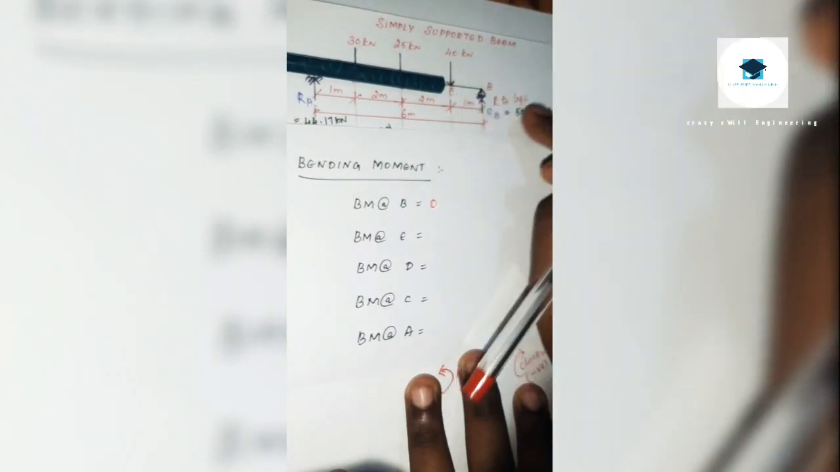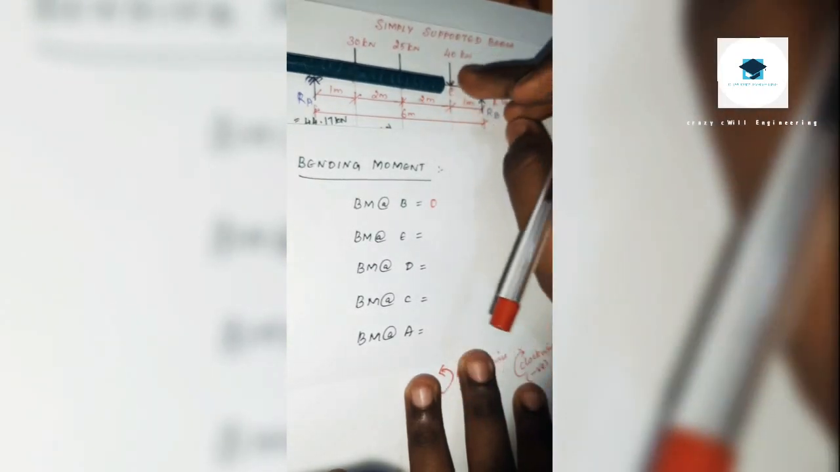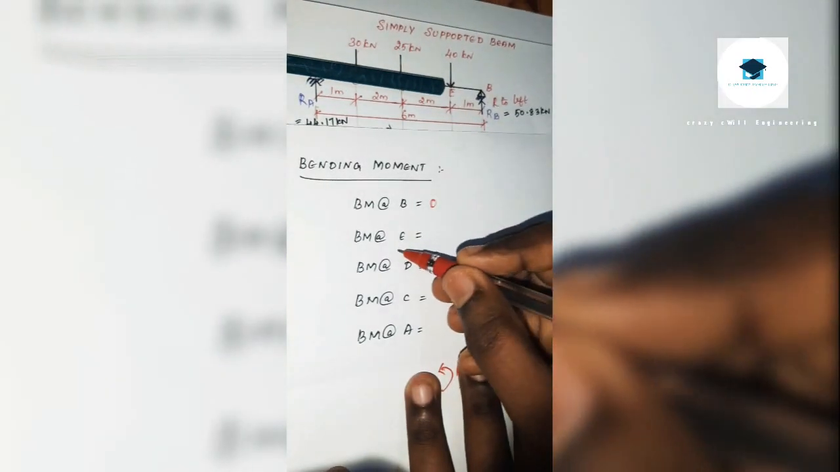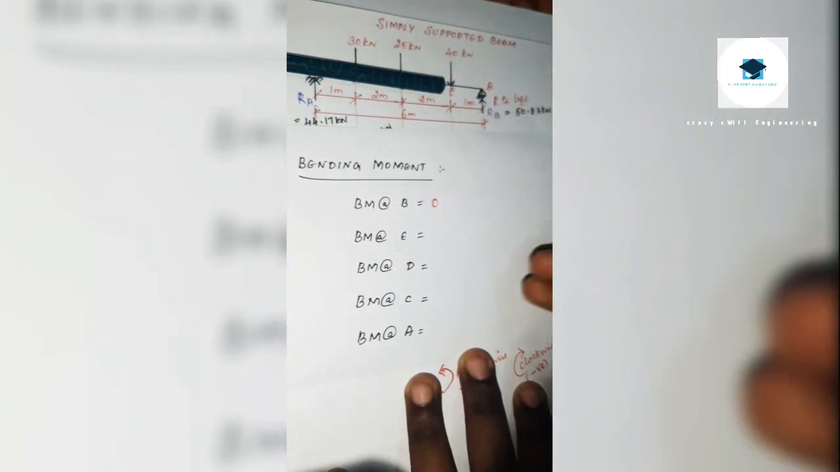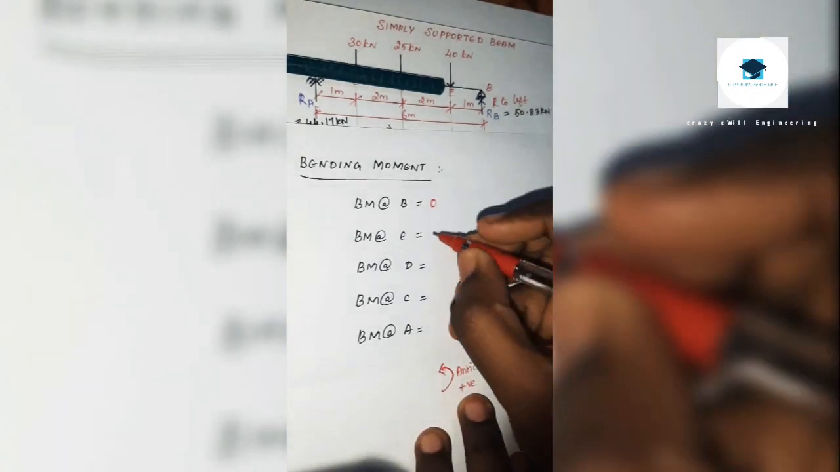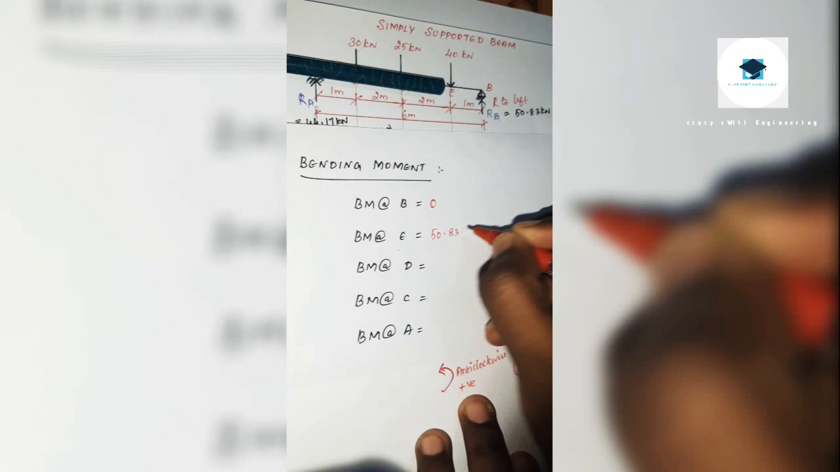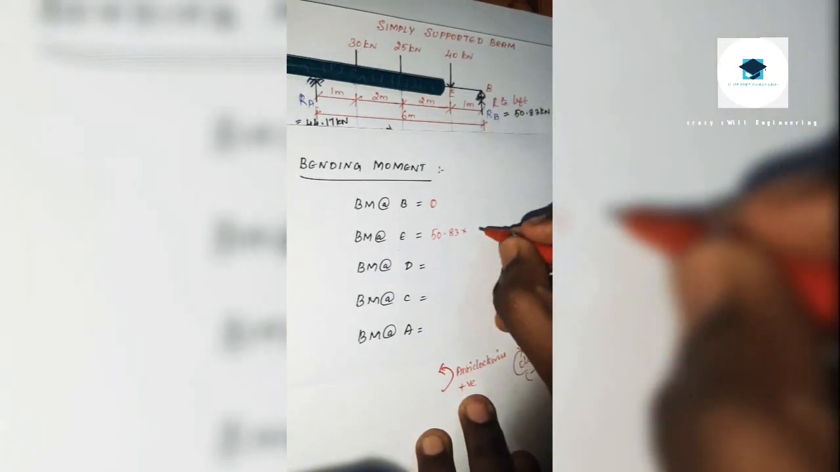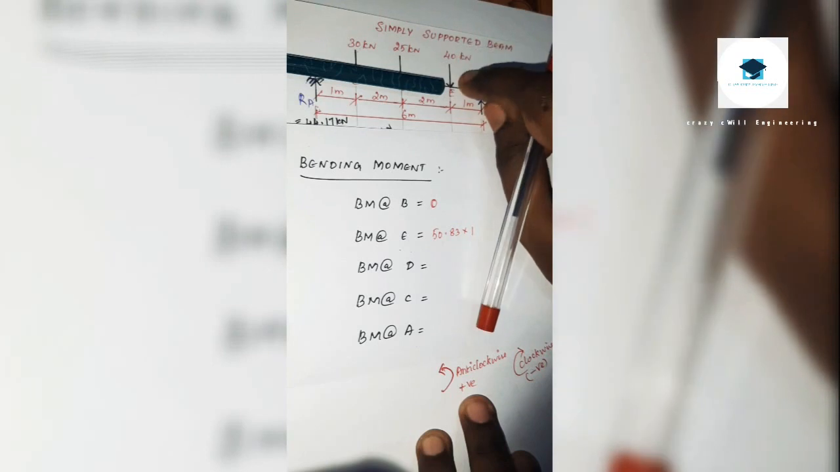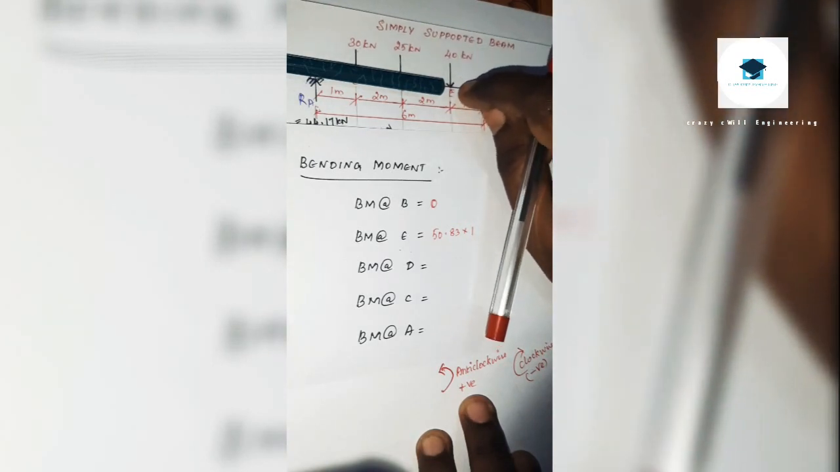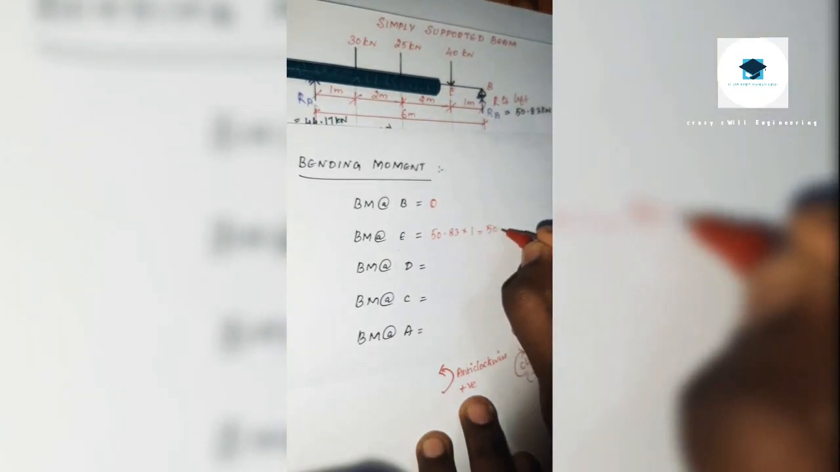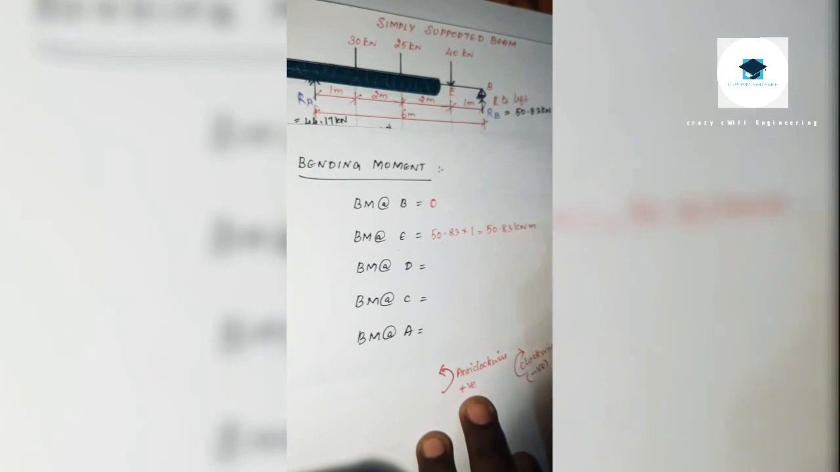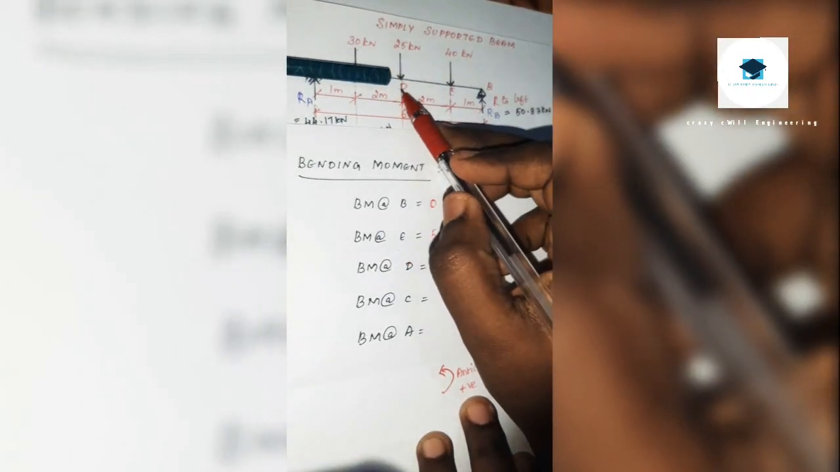At E, two loads are acting. One is RB, one is 40 at E. Bending moment at E. Here RB moves towards E in the anti-clockwise direction. Anti-clockwise means positive. 50.83 into perpendicular distance 1. Here 40 kilonewton is acting at the point E, so the perpendicular distance is 0. So don't write it. 50.83 kilonewton meter.